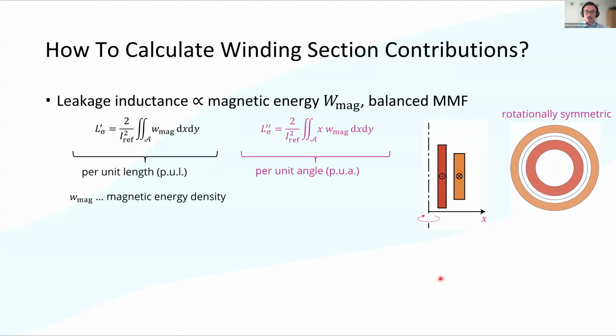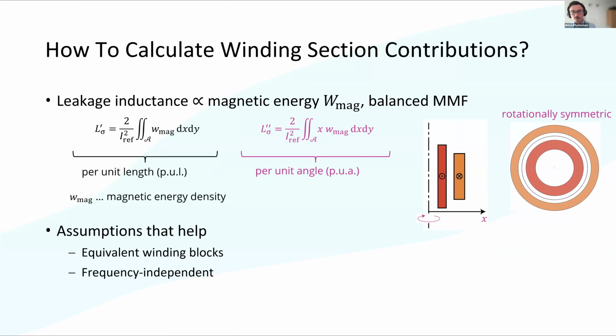For the leakage inductance per unit angle, the game becomes a little bit more tricky because here we have a rotationally symmetric arrangement. So we have a radial energy weighting in the integrand. Assumptions that help to solve these integrals analytically are to assume equivalent winding blocks, which we can see here, and to assume frequency-independent homogeneous current density.